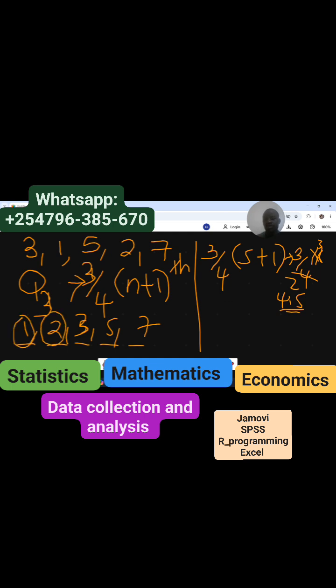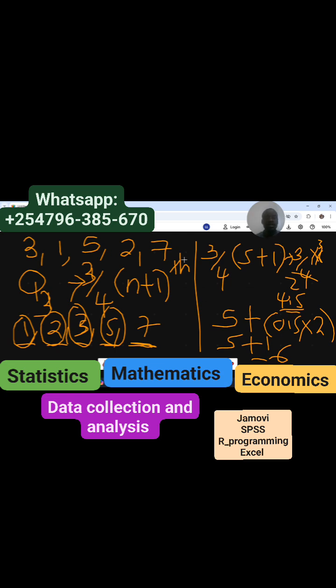The first position, second position, third position, fourth position is there, which is 5, plus 0.5 multiplied by the difference between 7 and 5, which is 2. So 0.5 times 2 is 1. So that we get 6.